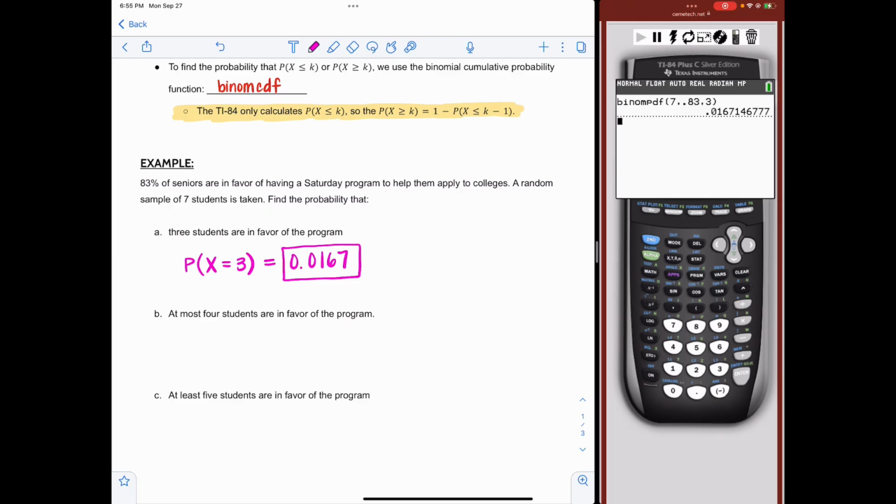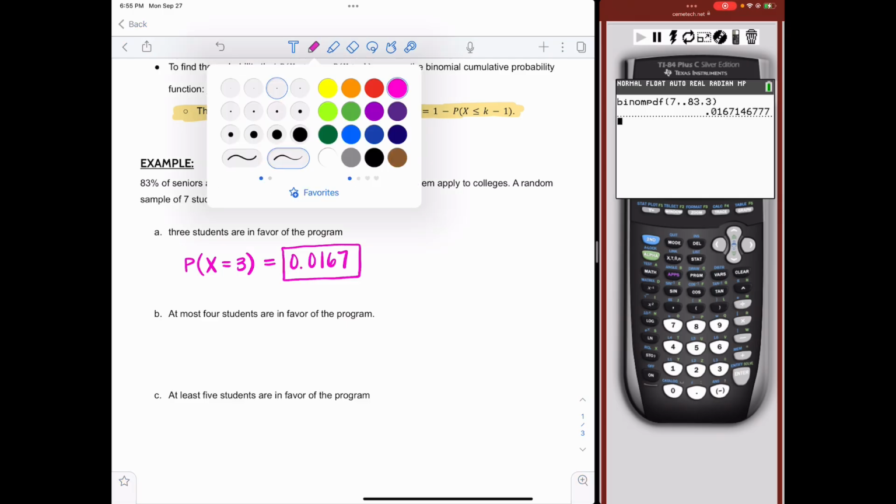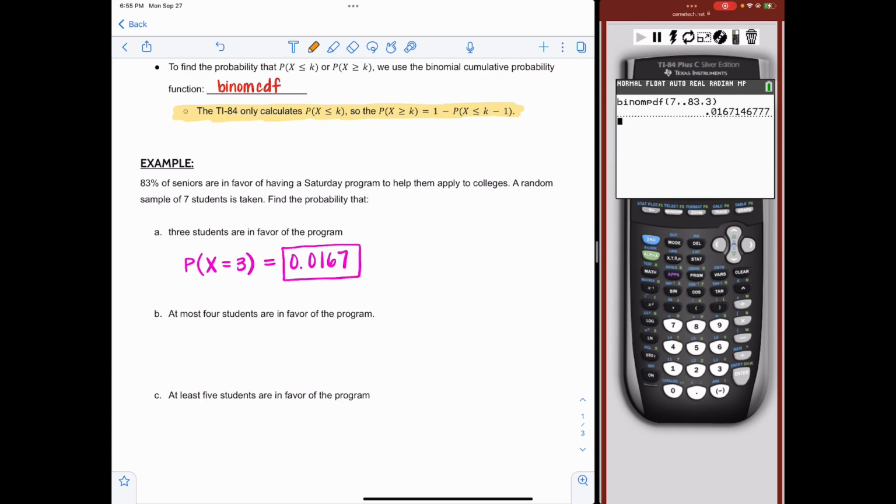So for part B, we want to find the probability that at most, meaning x is less than or equal to 4, students are in favor of the program. So remember, anytime you want x to equal one number, you use the PDF. Anytime you have a range of numbers, you use the CDF. So I'm going to go to the CDF. And remember that the calculator automatically calculates the probability of hitting a certain value or below.